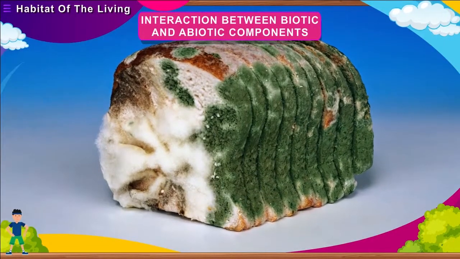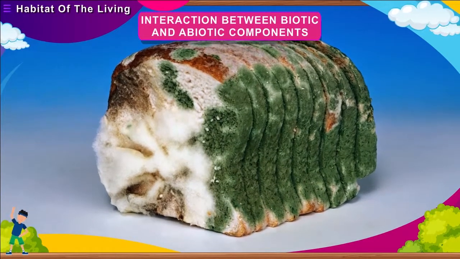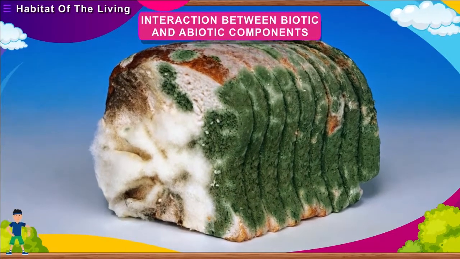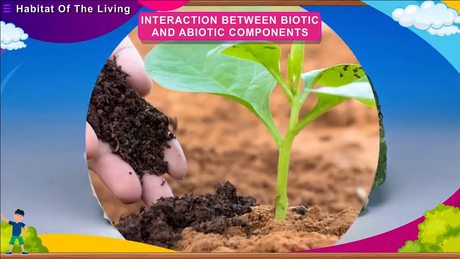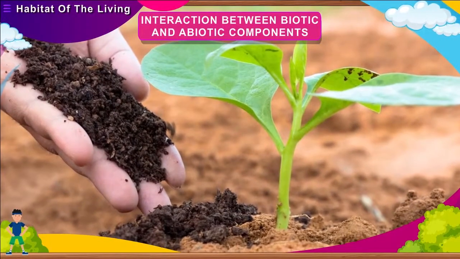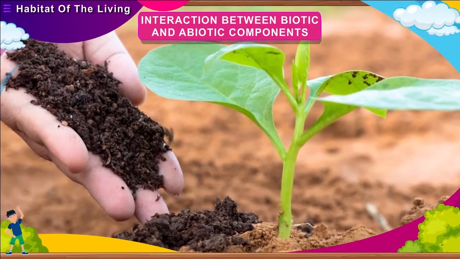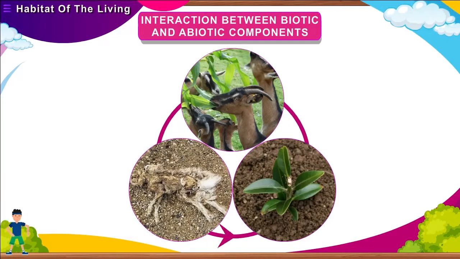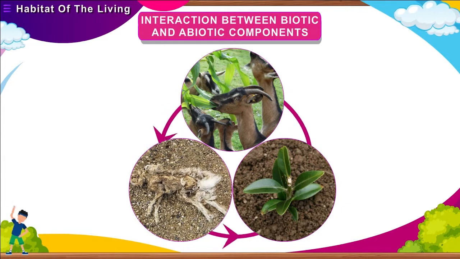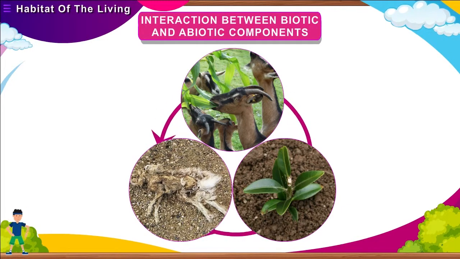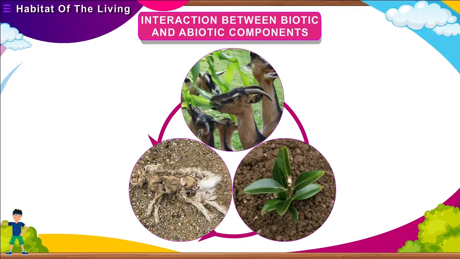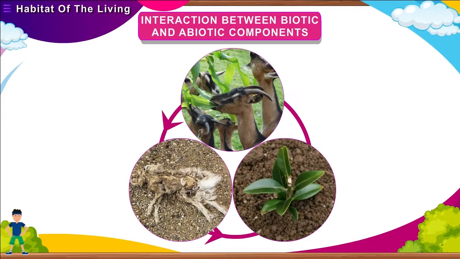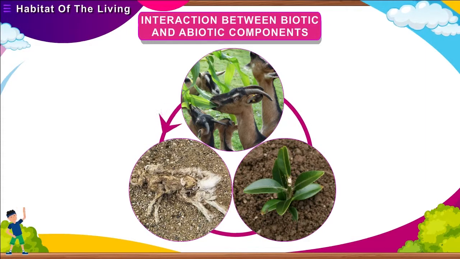Microorganisms depend on dead and decaying matter. They decompose the dead bodies into simple organic minerals, which return to the soil. Plants obtain these minerals from the soil. Thus, plants, animals, and microorganisms are inseparably dependent on each other and on the abiotic components of the environment. Living organisms need to interact and depend on each other as well as the abiotic world for their survival.